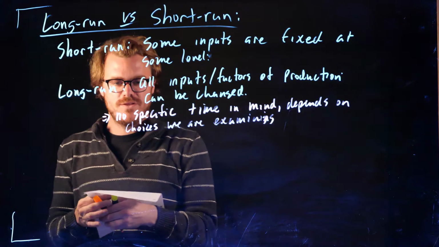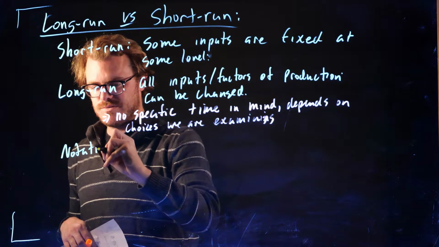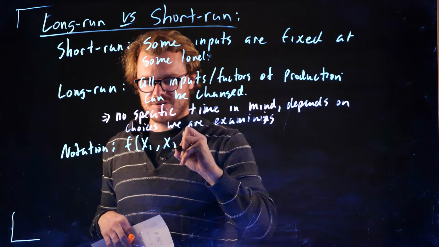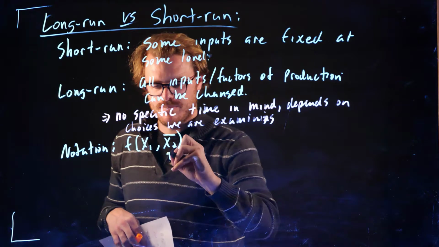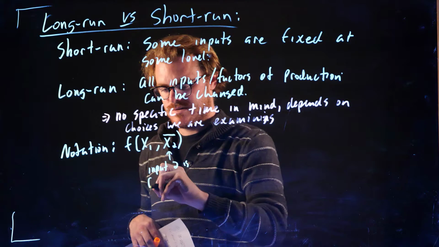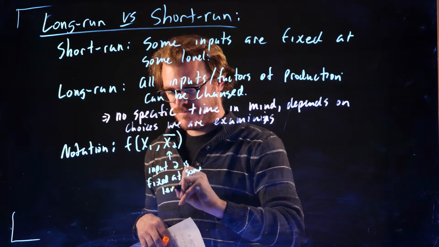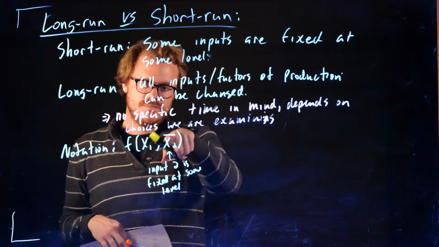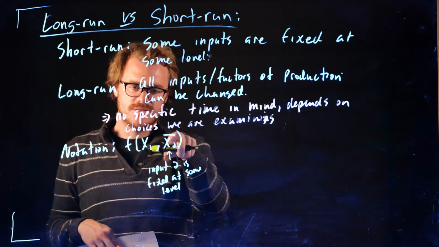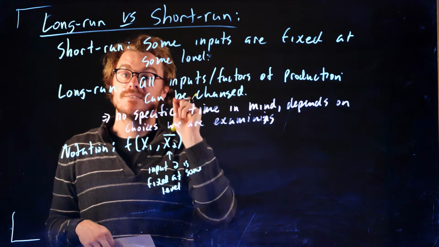So the notation here, and I'm going to try to fit a production function down here too, is f(x1, x2 bar). This bar is telling us input 2 is fixed at some level. And that level is x2, so the amount of input 2 is x2 bar in this case, and that bar is indicating that it's fixed at that level.